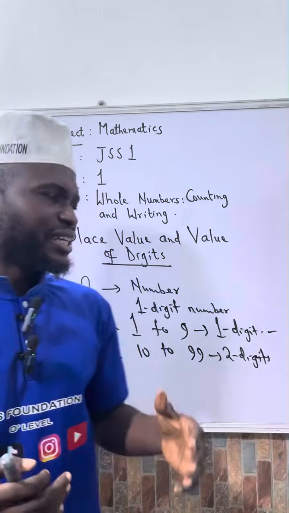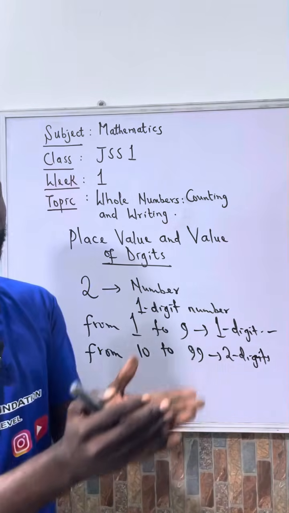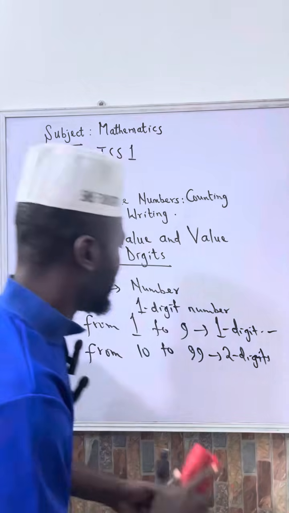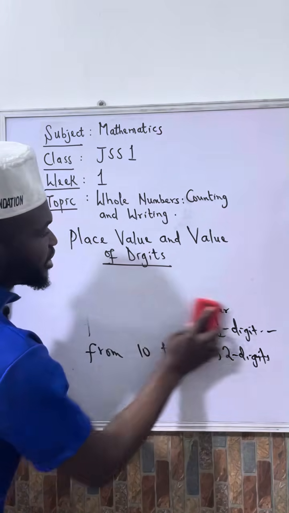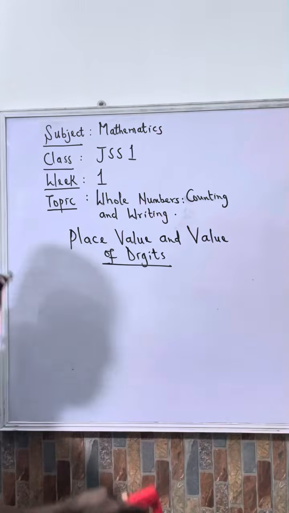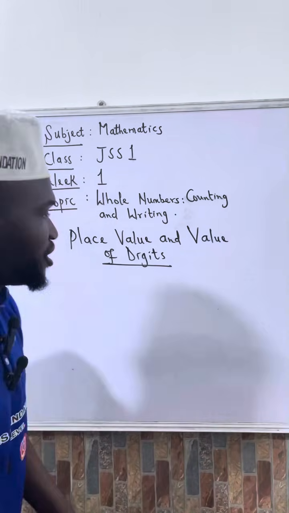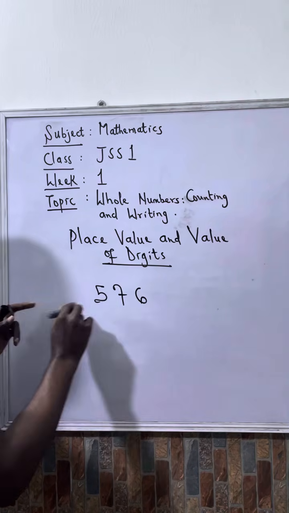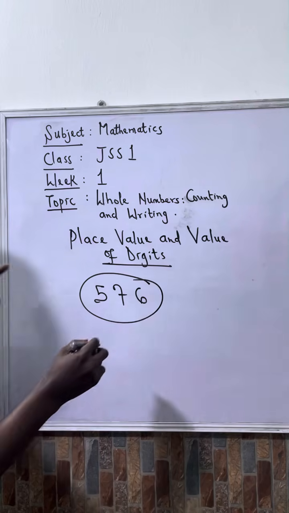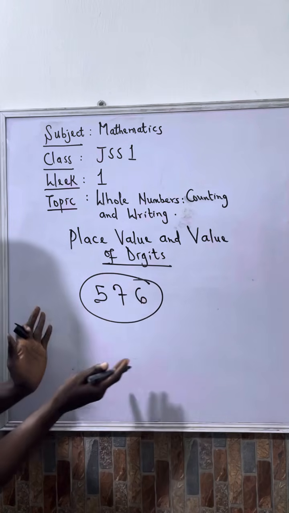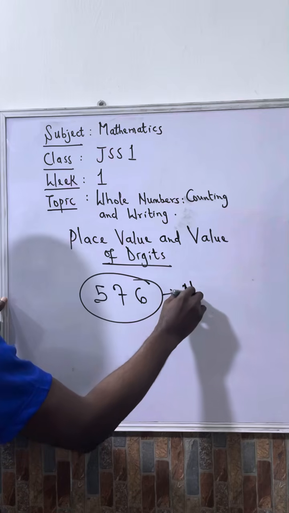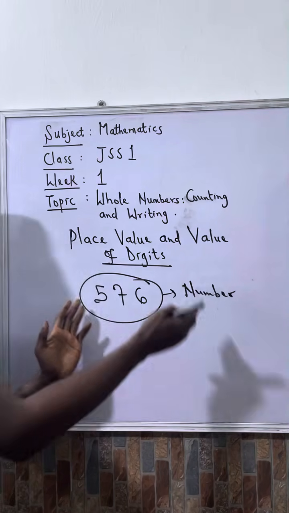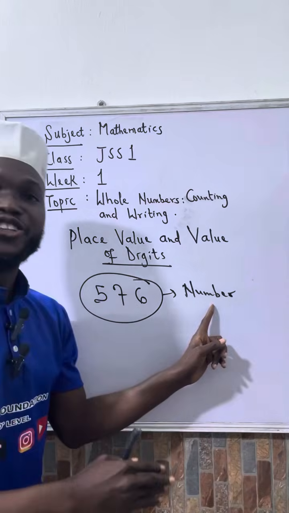So how do we differentiate between a digit and a number? I have to rub this off. Let's differentiate between a digit and a number, especially if the number is not a 1 digit number. If I have 576, the entire combination is called a number. You have to take note. The entire combination is called a number. That is 576.